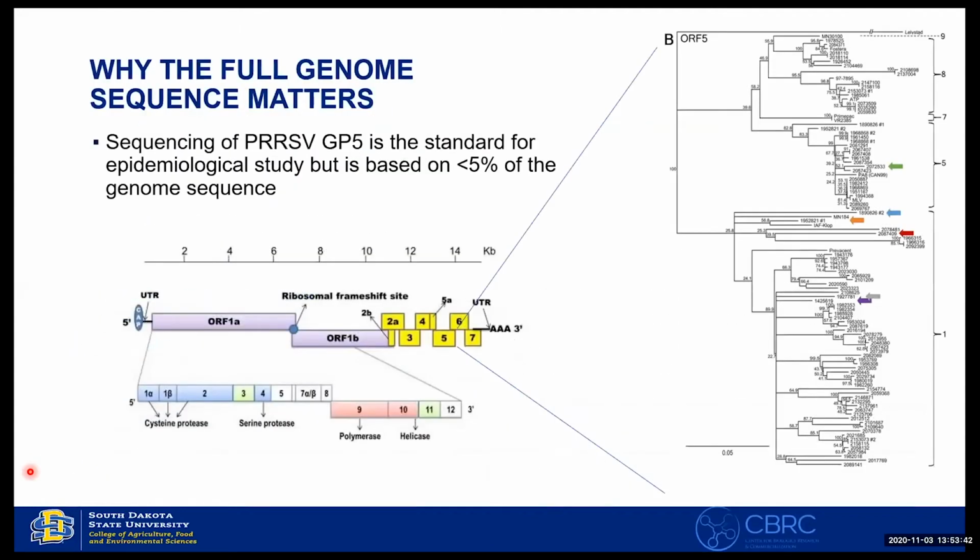So I'm going to start with the full genome sequencing, and really the question of why the full genome sequence matters. The example I'm going to use is PRRS, porcine reproductive and respiratory syndrome virus. I think most people in this webinar are familiar with PRRS and PRRS sequencing. It's very common for us to isolate PRRS or directly sequence PRRS so we can compare strains. Is it a new introduction? Is it the same virus? That type of question.